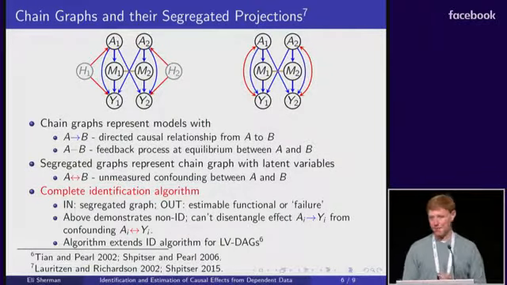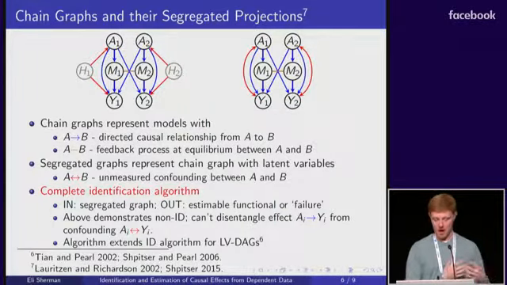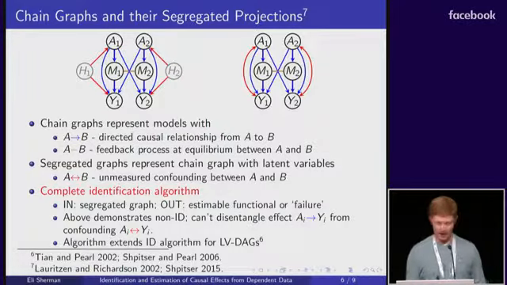So what types of graphical models do we use? Many of you probably are aware of DAGs. We use a type of graph called chain graphs, which of course allow for directed relationships, as in DAGs, but also allow for undirected relationships, which represent a feedback process between two variables. And then going beyond that, we allow for confounding between variables in a notion called segregated graphs.